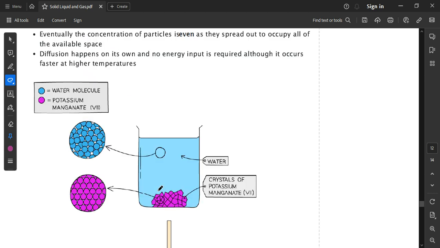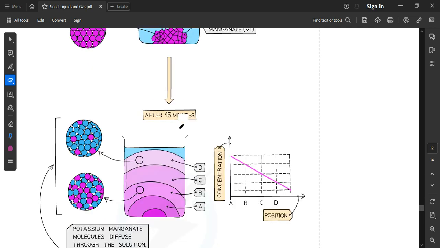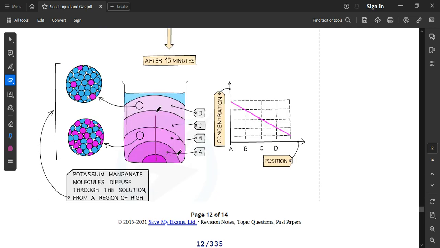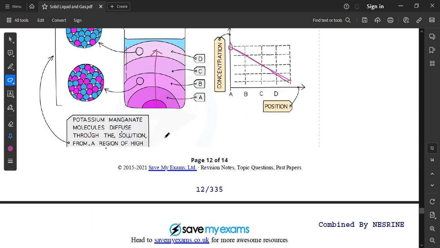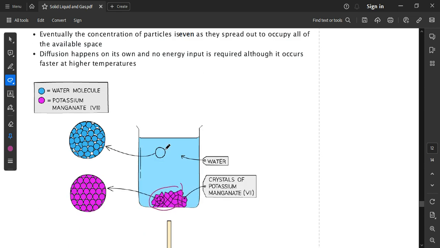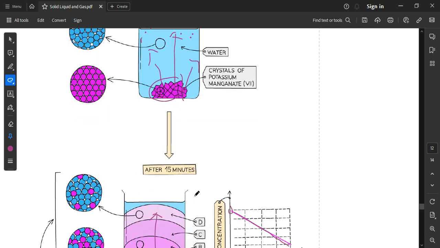Okay, let's look at an experiment here. Over here we have our water molecules, and then here we have crystals of potassium manganate. After 15 minutes we can see that the potassium manganate diffuses outside. So the concentration goes down. The potassium manganate diffuses through the solution from a region of high concentration to a region of low concentration. This is the area of high concentration, and as we see there's no potassium manganate elsewhere, so it will move outside, which causes diffusion.